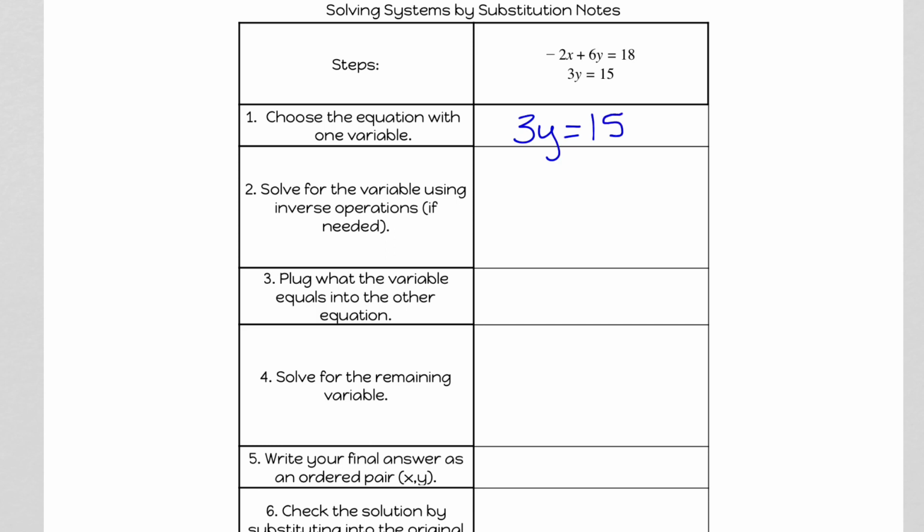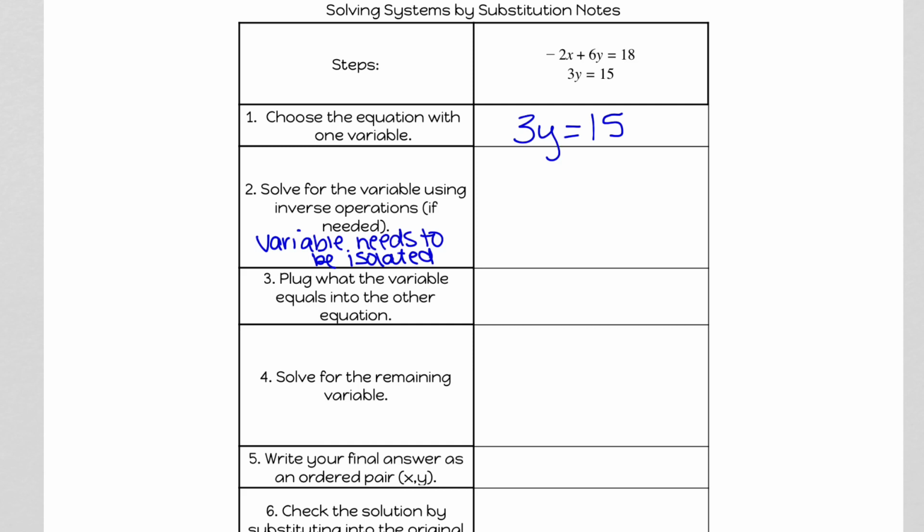Now, for step 2, we are going to solve for the variable using inverse operations if it needs it. So what I mean here is that the variable needs to be isolated, or by itself. So what we have to do is say, what's attached to my y? What's on the same side of the equal sign as my y? And it's the 3. And 3 is attached to the y.